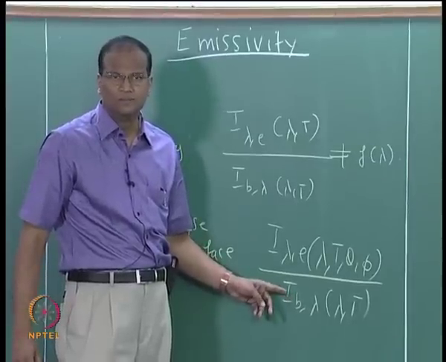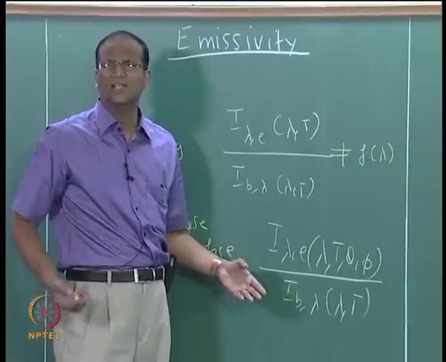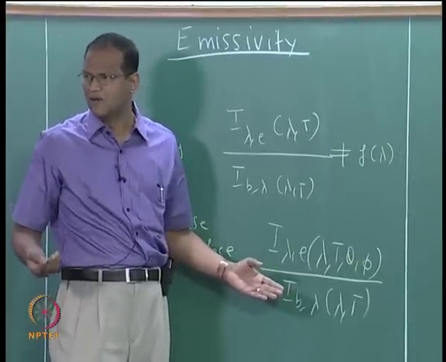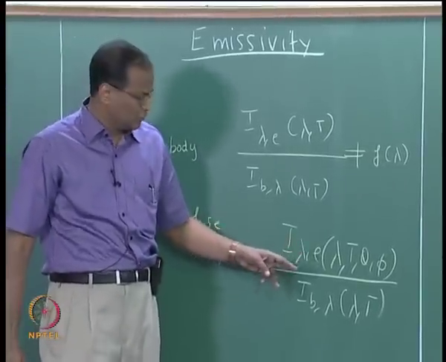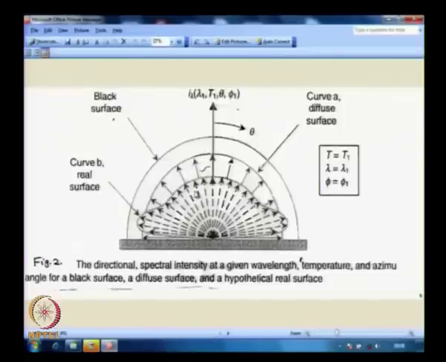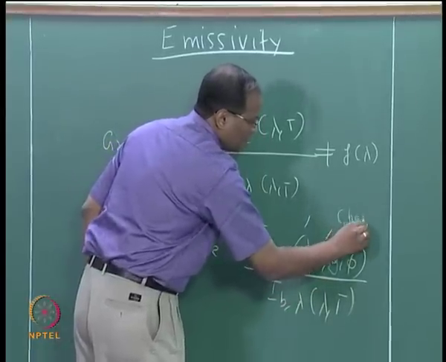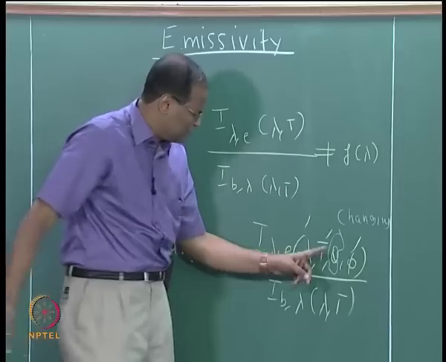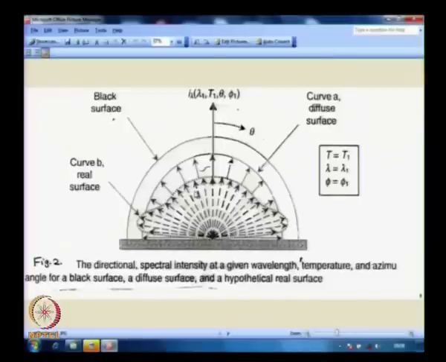In the denominator, I am not using theta phi. Why? It doesn't matter. I_B lambda is independent of theta phi. I don't have to use it. Now, what is the diffuse surface? I lambda E. For drawing that graph or curve, these quantities are fixed. Only this one is changing. Even though this one is changing, the denominator is fixed. This ratio is always the same because both are concentric circles there. So this is not a function of theta.